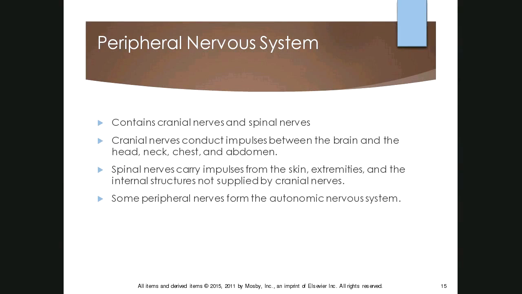Okay. The PNS, or the peripheral nervous system, contains the cranial nerves and the spinal nerves. And the cranial nerves conduct impulses between the brain, the head, the neck, chest, and abdomen. And the spinal nerves carry impulses from the skin, the extremities, and the internal structures not supplied by the cranial nerves. And again, they form the autonomic nervous system.